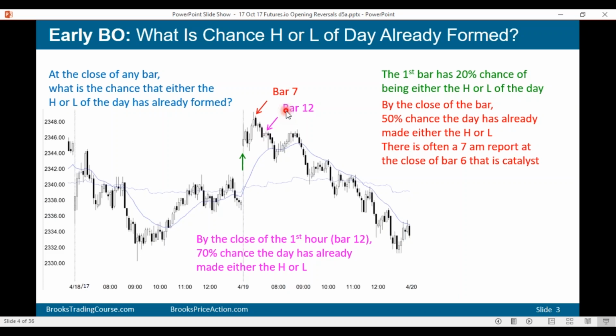By bar 12, the end of the first hour, there's a 70% chance that you've either seen the low of the day or the high of the day. And in this day, this was the high of the day.